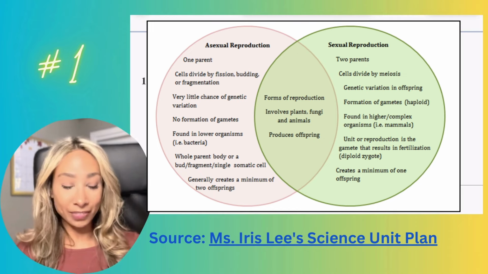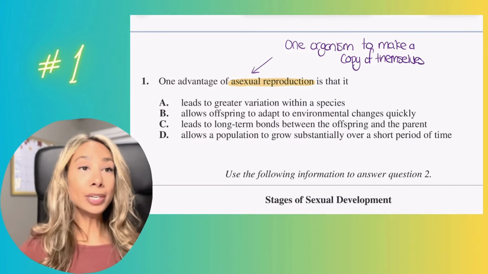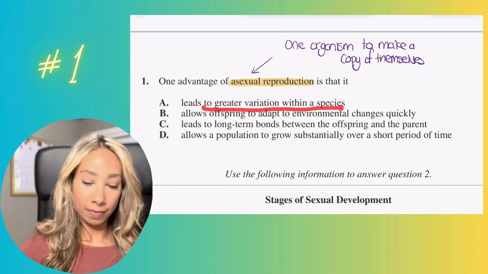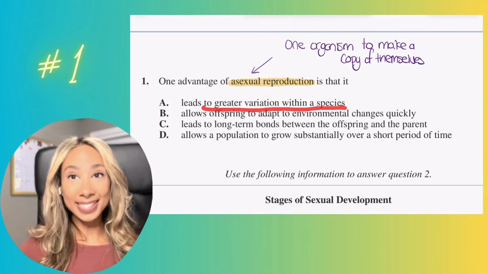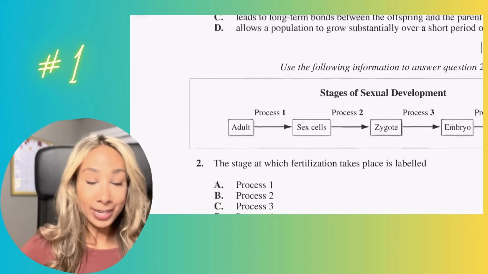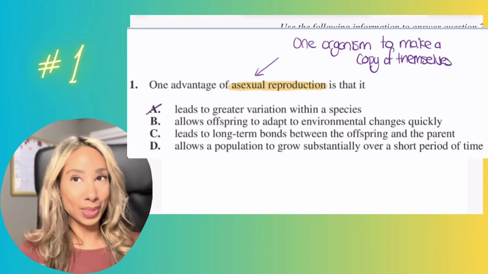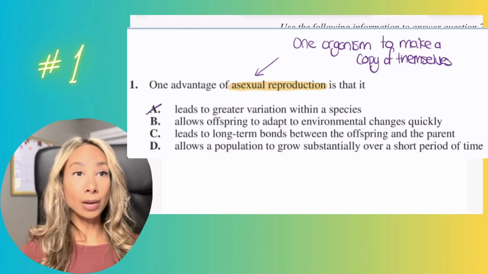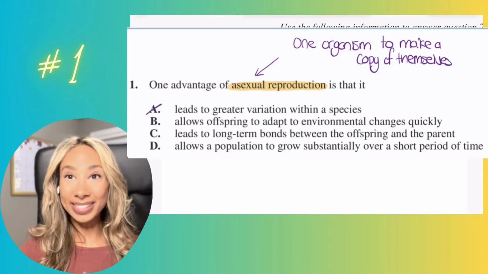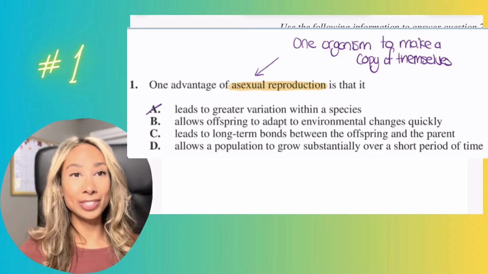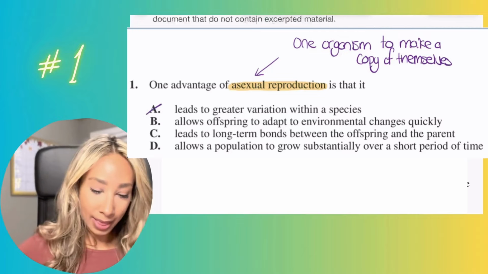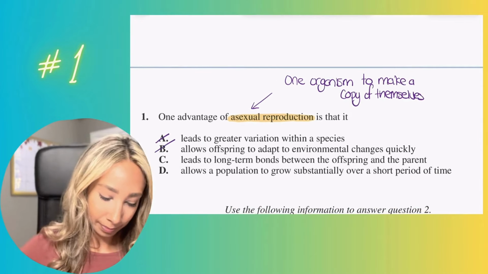Okay, let's apply all that information to this question here. So option A says asexual reproduction would lead to greater variation within the species. Well, as I said before, we're just making a copy of itself, so there's no room for variation here. The parent is going to be the exact same as the offspring or the baby. Option B allows offspring to adapt to environmental changes quickly. Again, there's not really any variation happening, so any environmental changes that affect the parent are going to directly impact the offspring. So this option is not going to work.